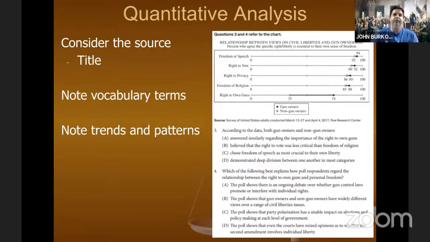Let's start with the main type of question, quantitative analysis. I think these are easy. I think these are some of the easiest questions out there. So let's break it down. What are some ways to approach this? Okay, consider the source. I would look at the title. I would also look at the key.